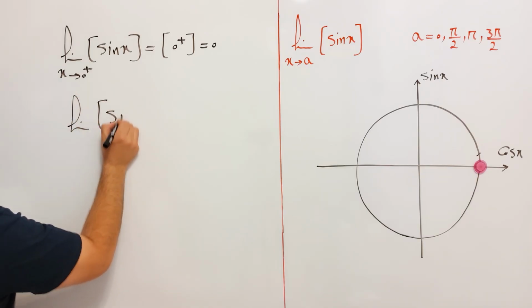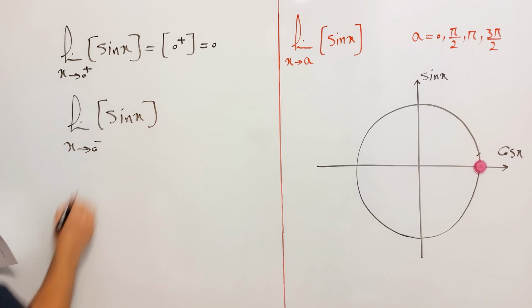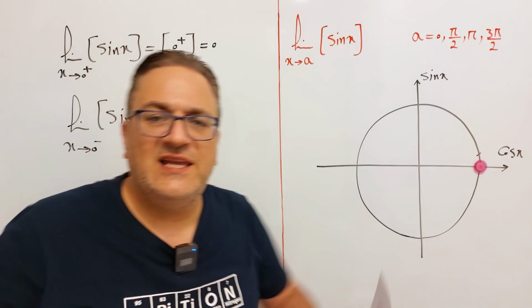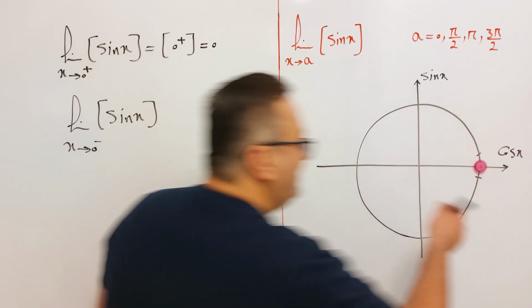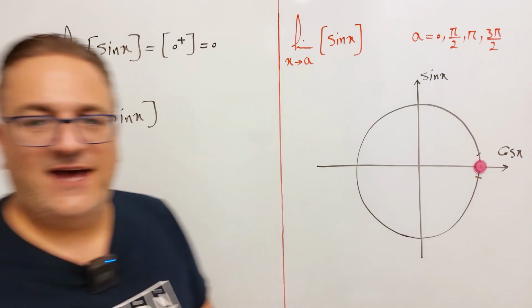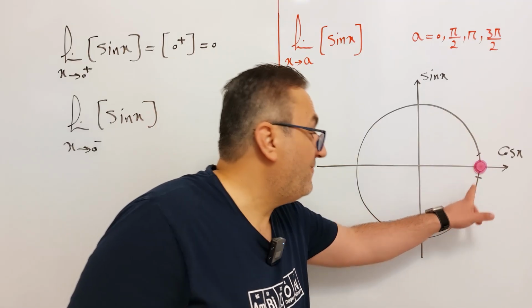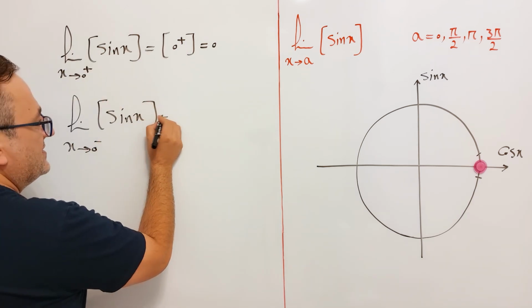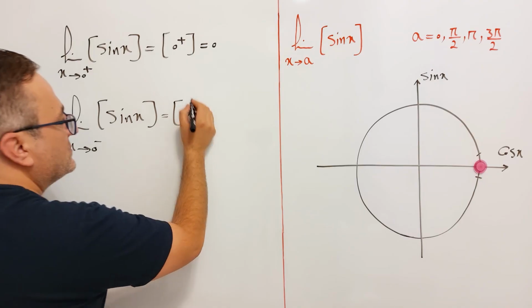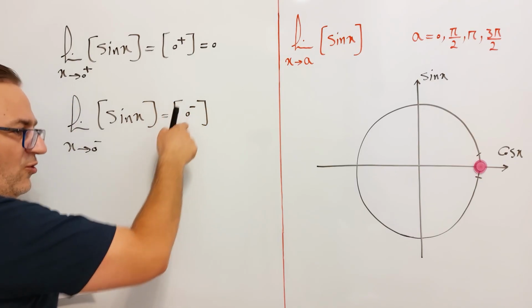And the limit of the floor of sine of x as x approaches 0 from the left. 0 from the left is a value slightly less than 0, for example, here in the fourth quadrant, and sine is negative in the fourth quadrant. So sine of 0 is equal to 0, so from the left means less than 0.